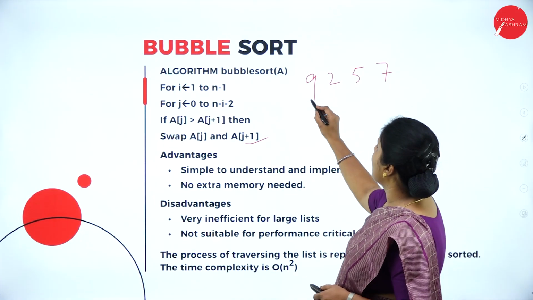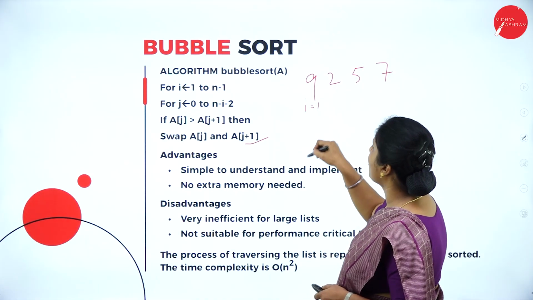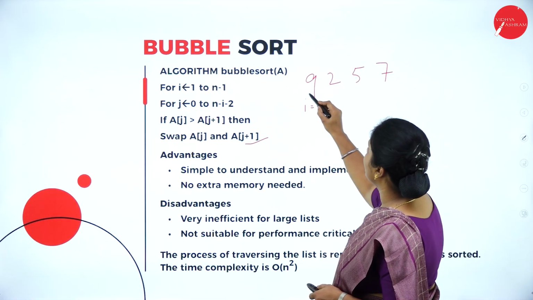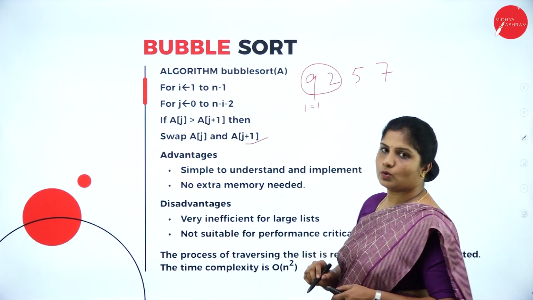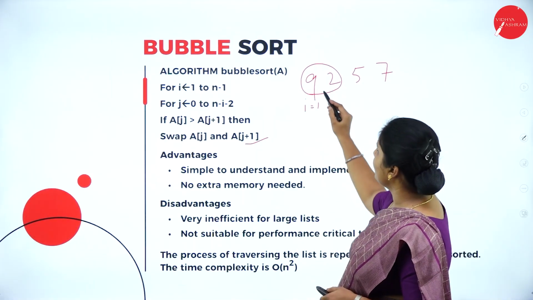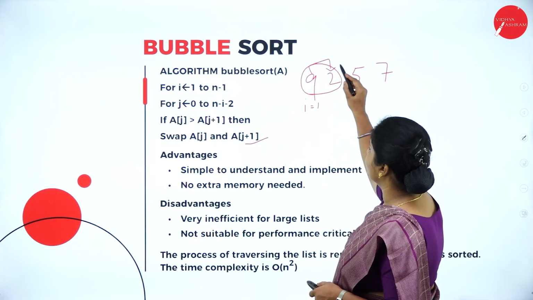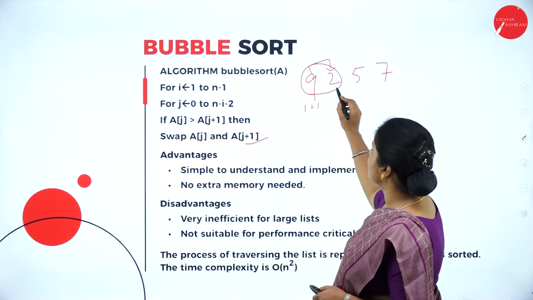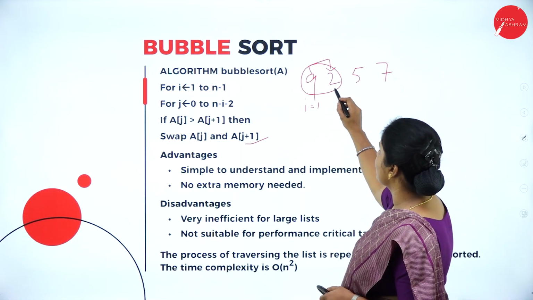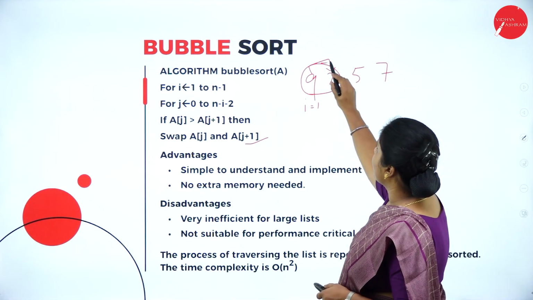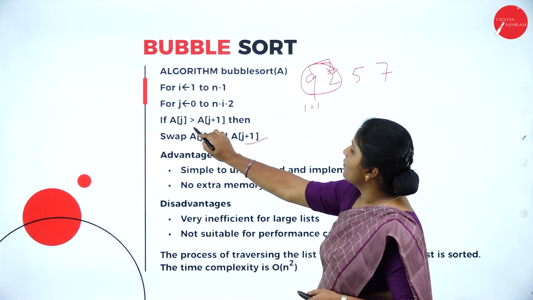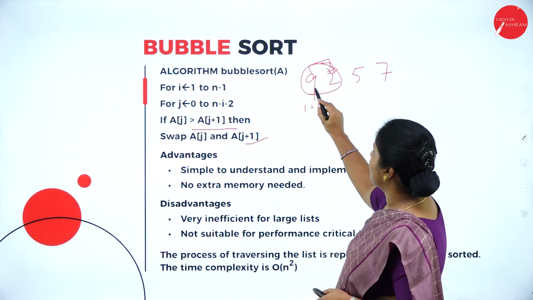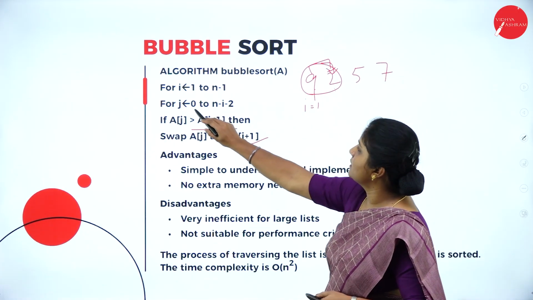See how n minus i is equal to now 1, I am telling. So firstly we need to take the first two numbers. We need to compare these two. That is for j is equal to 0 to n minus i minus 2. So we need to compare these two. If a of j is greater than a of j plus 1, a of j is 0 now.